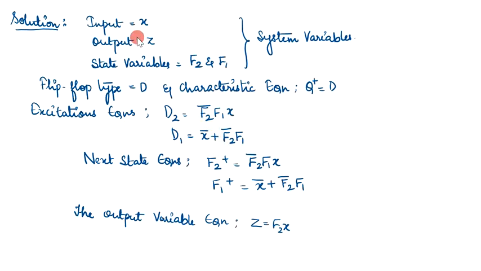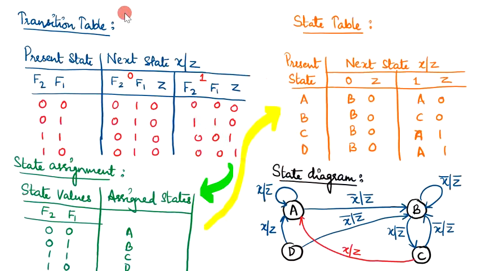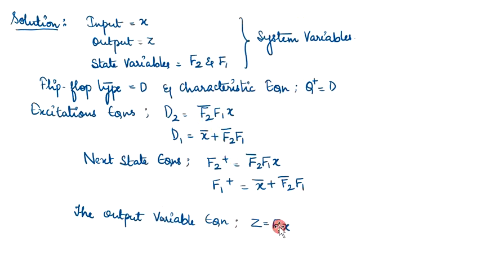Then you need to obtain the transition table. For the transition table you need to look into F2 and F1 of the present state and the next state. Here it is very simple, because you are just going to look into what the present state is and what the next state is. So just substitute the values here and that is what you get.